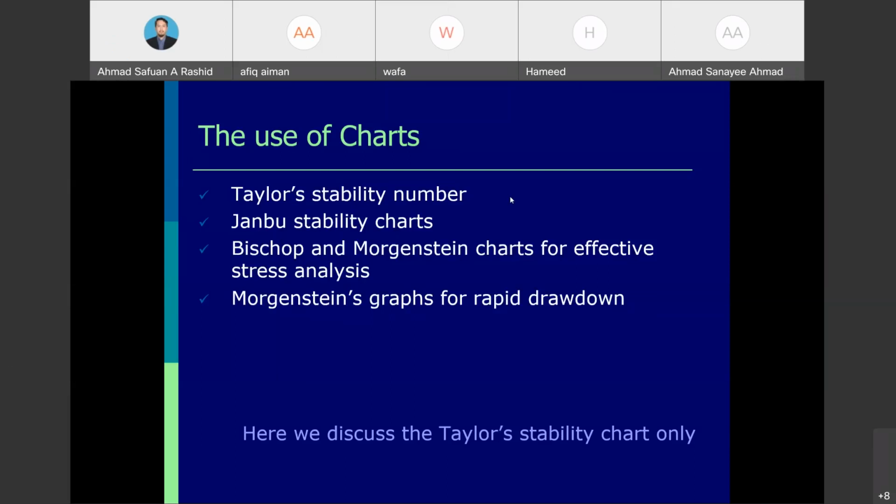Okay, we may discuss two types of analysis. For the first one is by using the chart, and another one is using what we call the method of slices. So we discuss first on the use of the chart. Then I also may discuss how they develop this kind of chart by using what we call dimensional analysis.